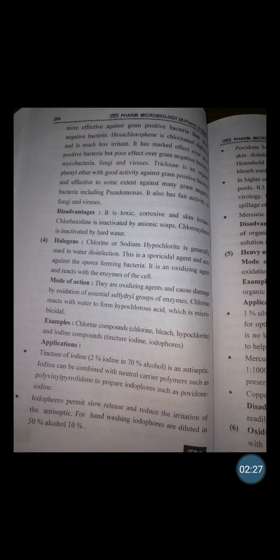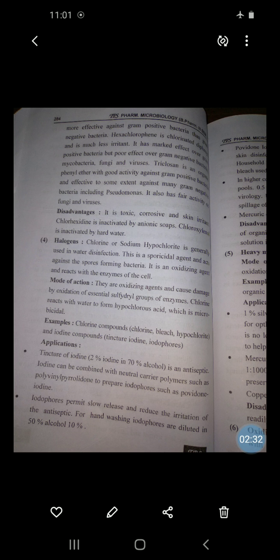Chlorine gas is used to bleach water. Household bleach can be used to disinfect floors. Household bleach is used in a stock dilution of 1:10. In higher concentration, chlorine is used for disinfection of swimming pools.